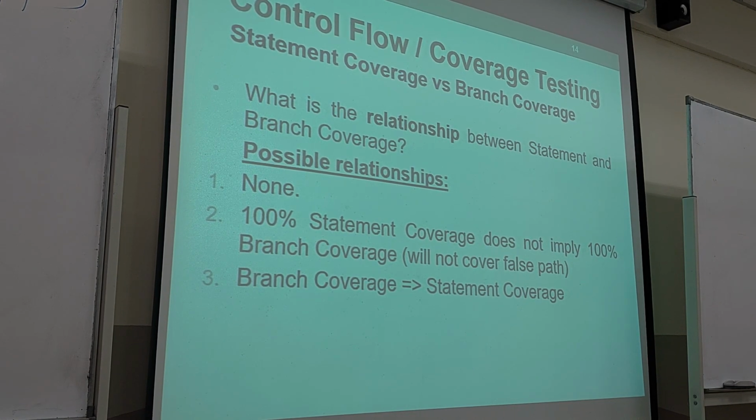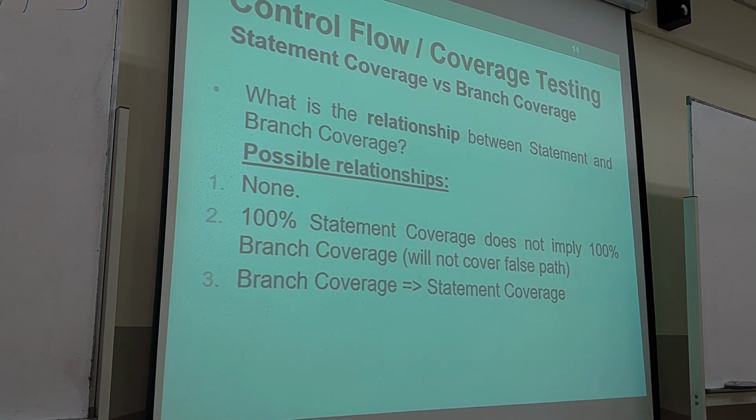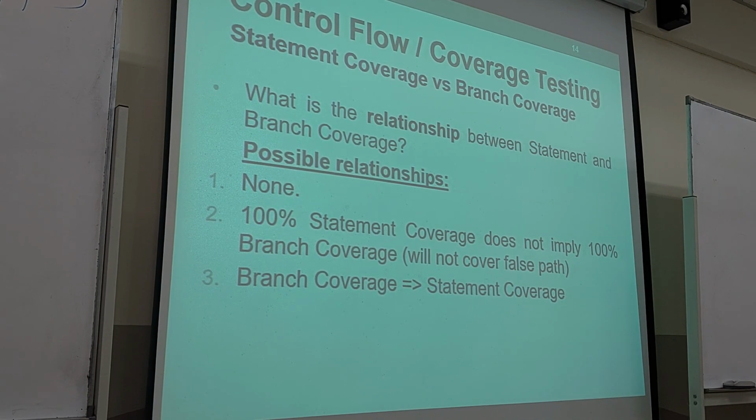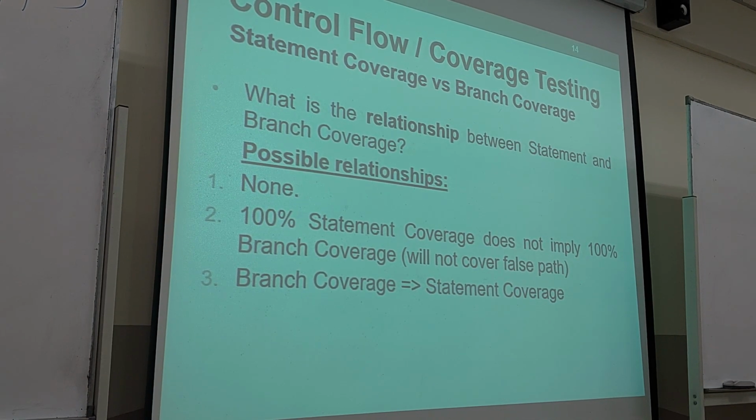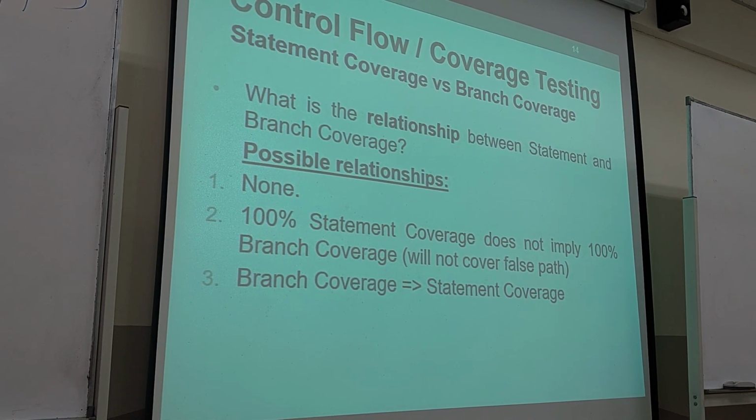So this is what I was saying. Normally if we don't have any if-else checking, the path might be the same for both statement coverage and branch coverage. But if we have a decision making to do, then our branch coverage might have more paths compared to statement coverage.